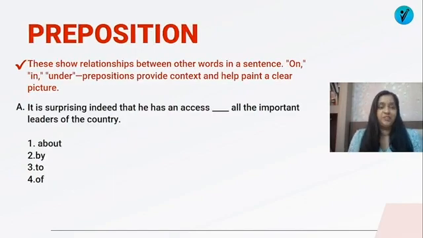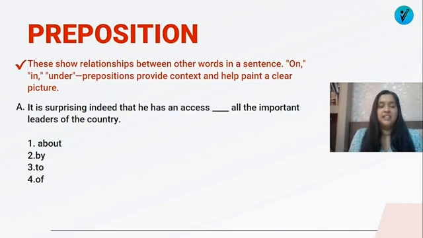Moving on to prepositions. Now these show the relationship between other words in a sentence. Words like on, in, under, above, at, these are all prepositions, and they provide context and help you get a better and clearer picture of what exactly the sentence says. So let's look at a sample question.